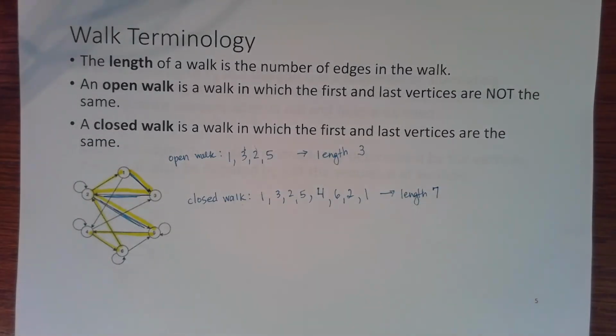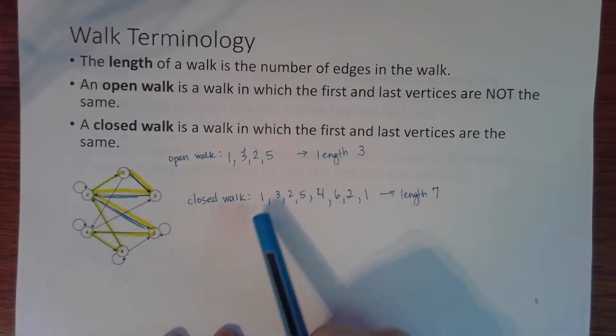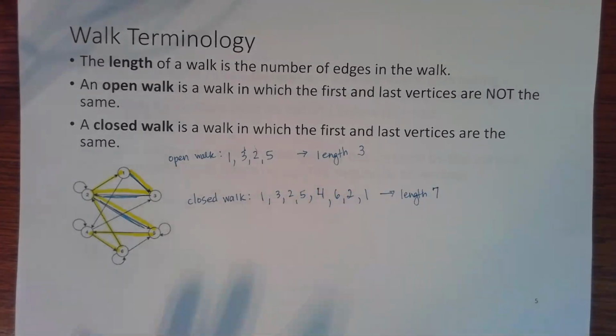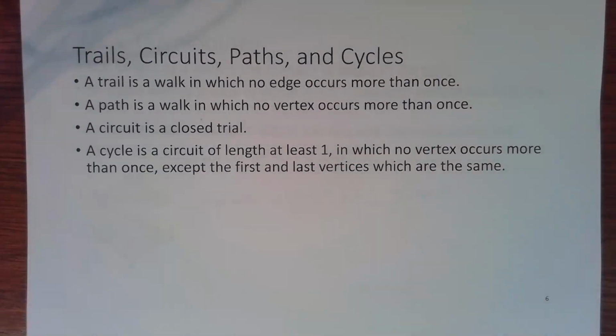Okay, you could also count the number of vertices and subtract 1. So 1, 2, 3, 4, 5, 6, 7, 8 minus 1 is 7. Okay. Now, the next, so we would differentiate now between various kinds of open walks and closed walks. So we'll look at trails, circuits, paths, and cycles.